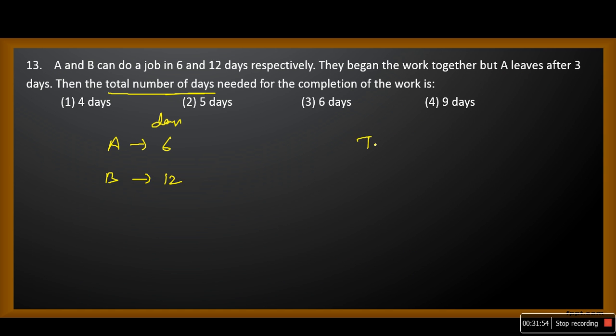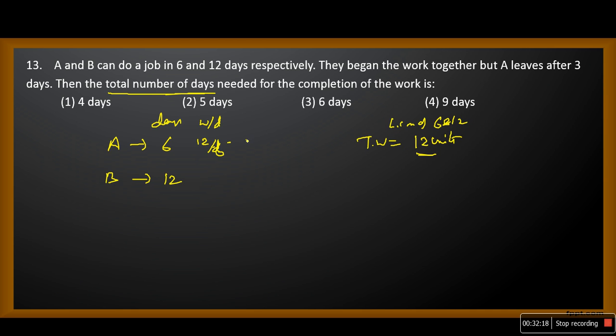Now the total work is nothing but LCM of 6 and 12. Assume 12 units. This is how we are taking this 12, LCM of 6 and 12, to make our calculation simple, that's all. Now work done per day: A takes 6 days to complete 12 units of work. Per day A will do 2 units.